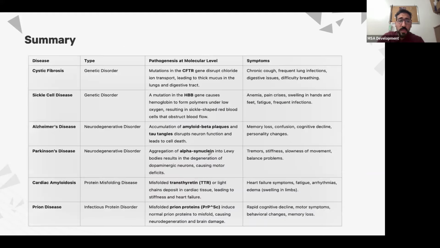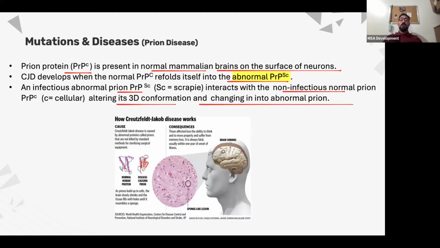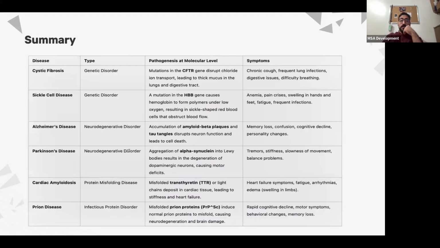So these are the diseases that were discussed by Dr. Hanna. This is a table that summarizes all the diseases that we discussed today.